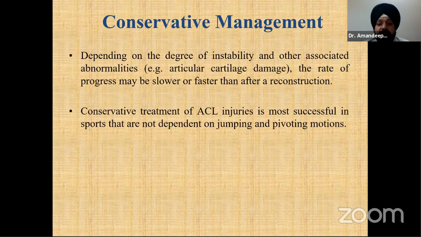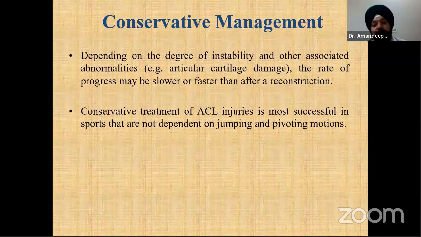Depending on the degree of instability and other associated abnormalities, the rate of progress in patients with conservative management may be slower or faster than after a reconstruction surgery. And conservative treatment of ACL injuries is most successful in sports that are not dependent on jumping or pivoting motions.